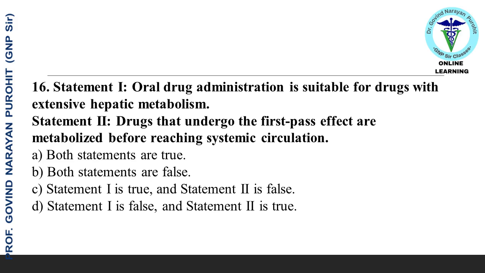16. Statement 1. Oral drug administration is suitable for drugs with extensive hepatic metabolism. Statement 2. Drugs that undergo the first pass effect are metabolized before reaching systemic circulation. A. Both statements are true. B. Both statements are false. C. Statement 1 is true, and statement 2 is false. D. Statement 1 is false, and statement 2 is true. The correct answer is option D. Explanation. Drugs with extensive hepatic metabolism are poorly absorbed when administered orally due to the first pass effect.